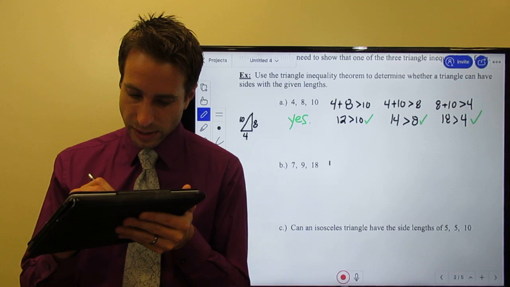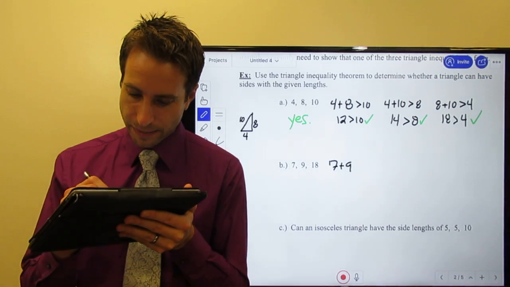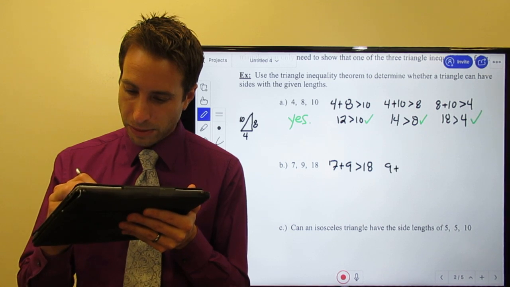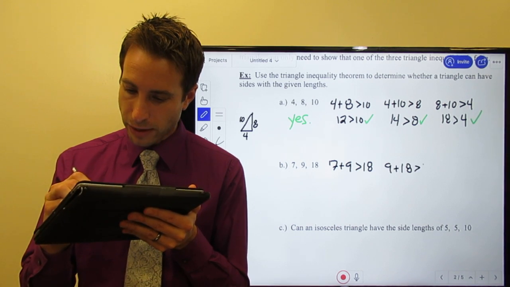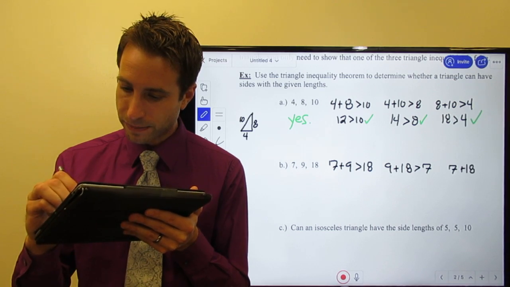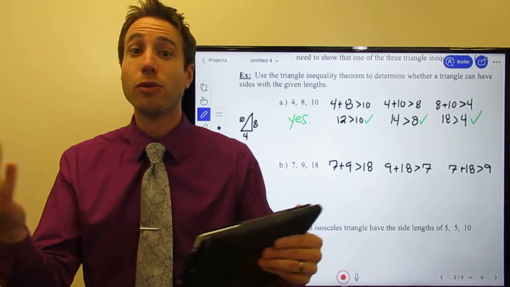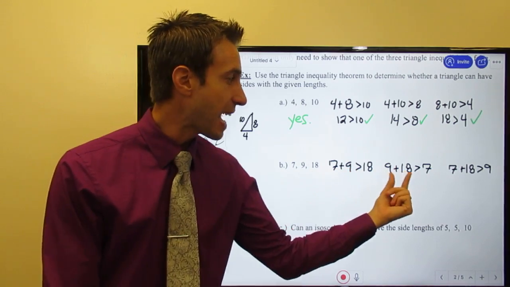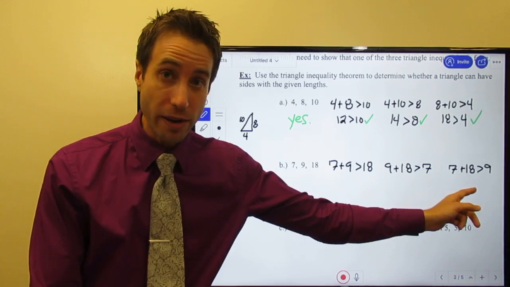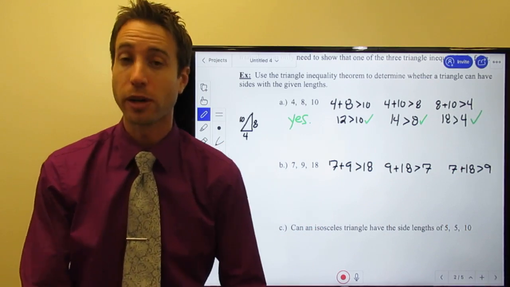I could do 7 plus 9. It's got to be greater than 18. I could do 9 plus 18. Got to be greater than 7. I could do 7 plus 18. Got to be greater than 9. Those are my 3, right? Add together any 2 sides. All of the inequalities must be true. If even one of these is false, it doesn't work. Let's check them.